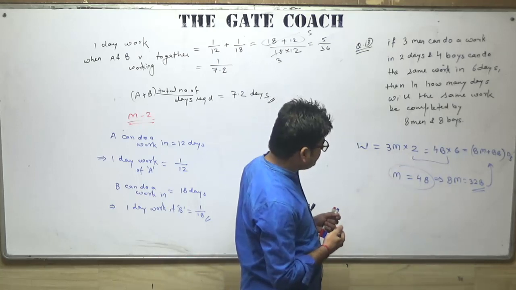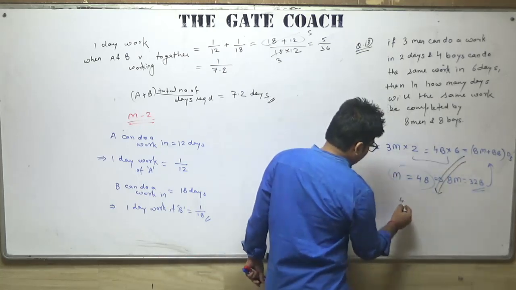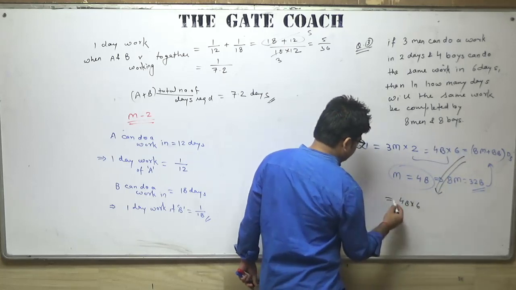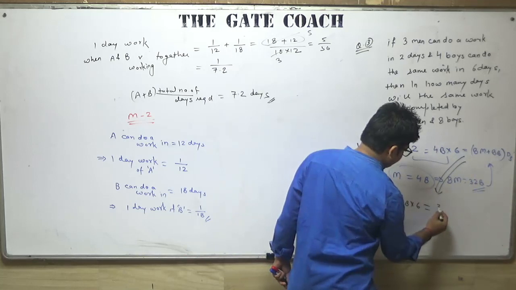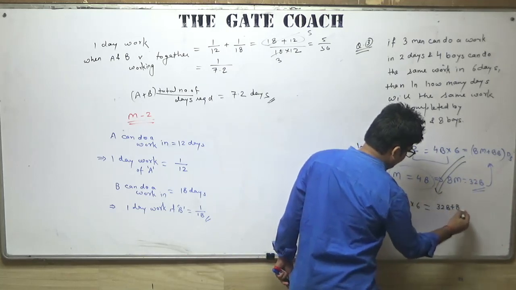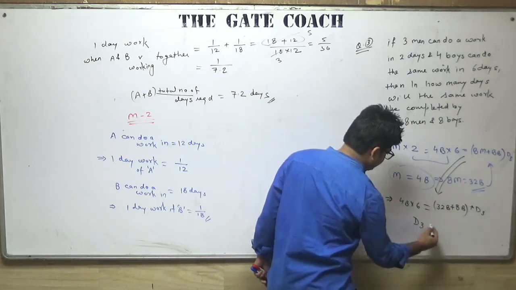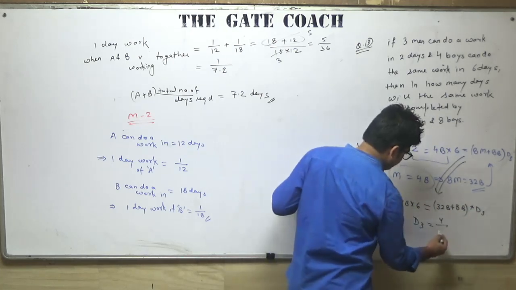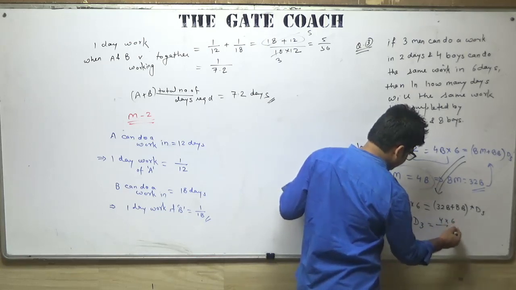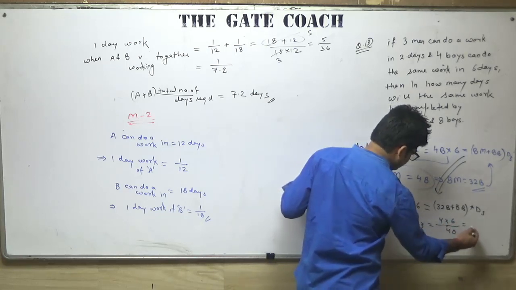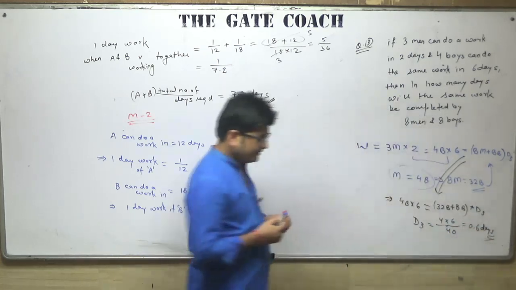मैंने कैलकुलेशन सही किया ना, हाँ, 4B into 6 is equal to 32B plus 8B into D3. So when you solve this, you will get D3. That will be 4 into 6 by 40. That is 0.6 days. Simple.